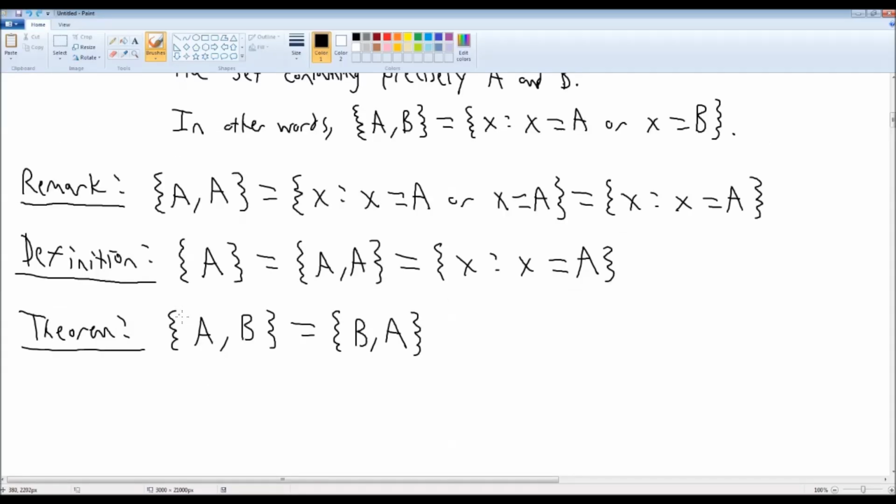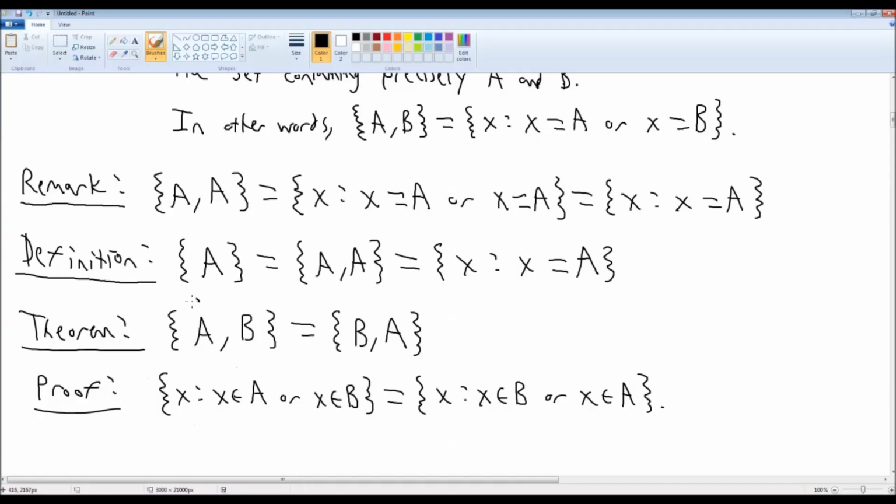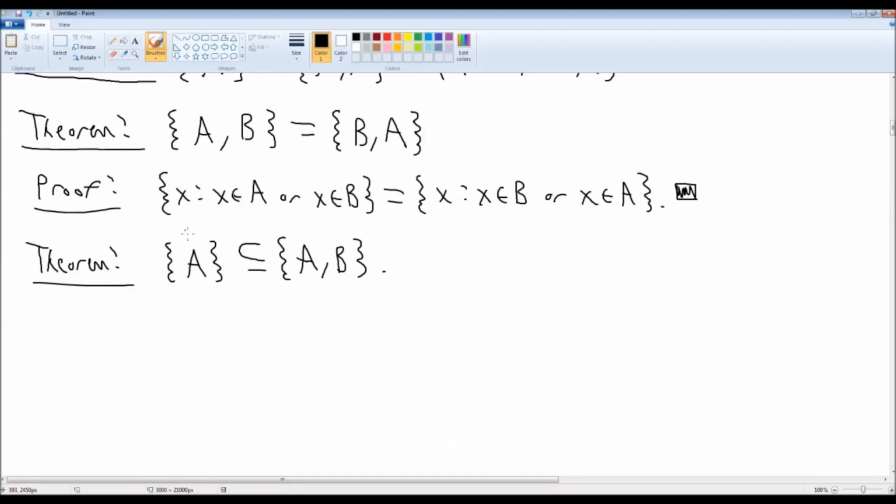And now here's an easy theorem: it doesn't matter the order you write these A and B, they're the exact same set. Why is that? It's because this set is really this, and this set is really this, and we can see these two sets are exactly the same because saying you're in A or you're in B is the same as saying you're in B or you're in A. There's no logical difference.